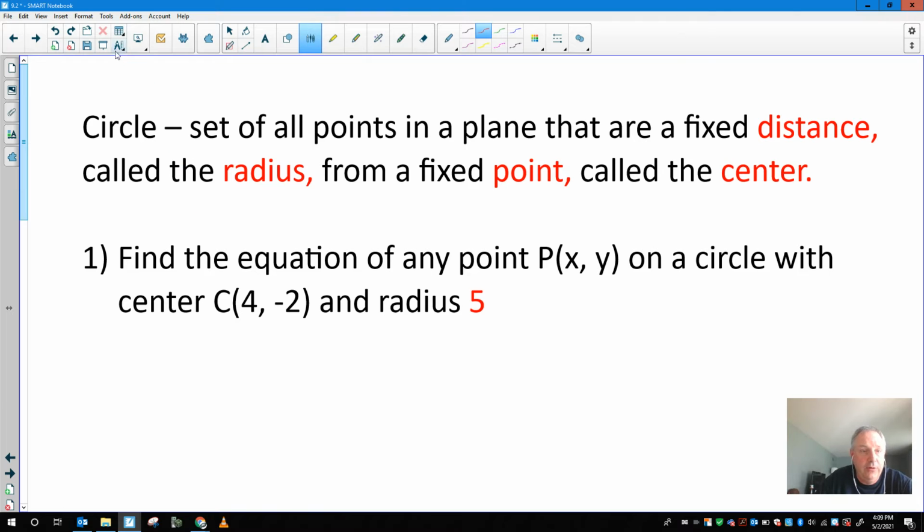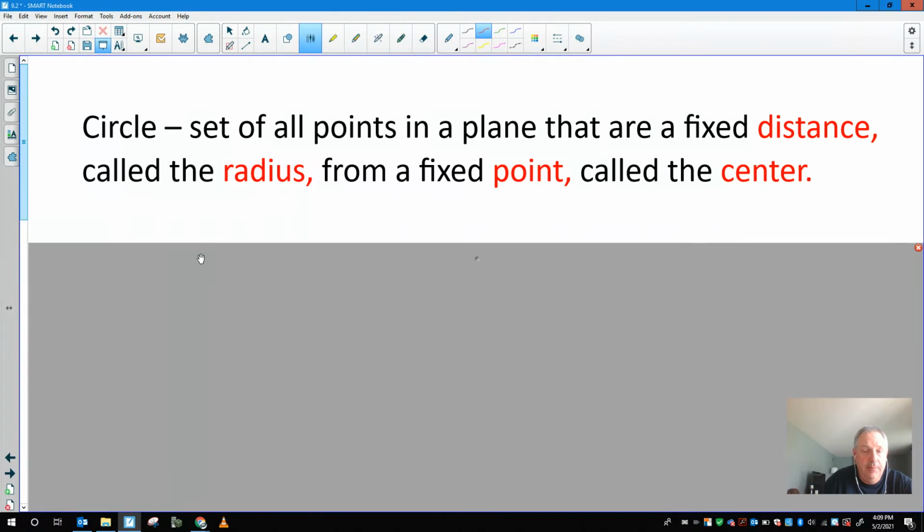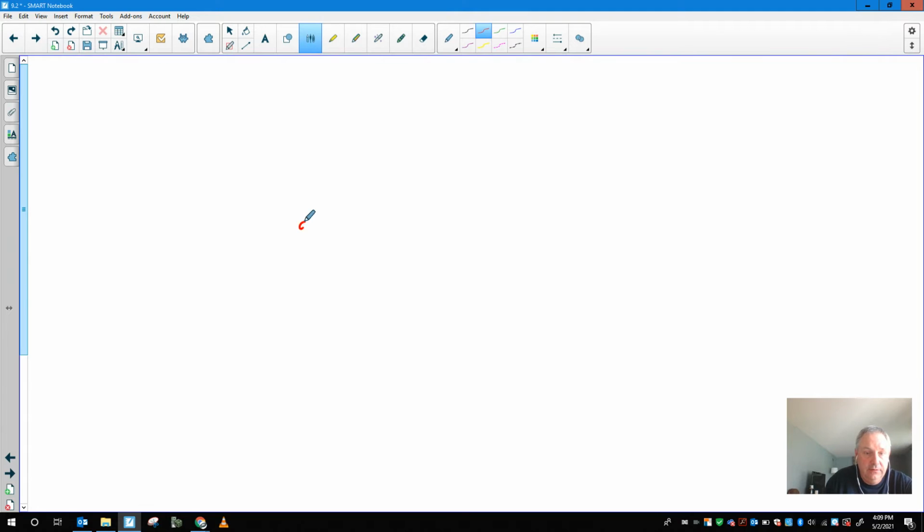All right, so a circle is the set of all points in a plane that are a fixed distance called the radius from a fixed point called the center. Okay, what does that even mean? Well, what that means is, I should have given myself more room here, but if I have a point that's called the center, and I say I want all the points that are 3 inches away. So, okay, well, here's a point that's 3 inches. Here's a point that's 3 inches. Here's a point that's 3 inches. They have to be in the plane.